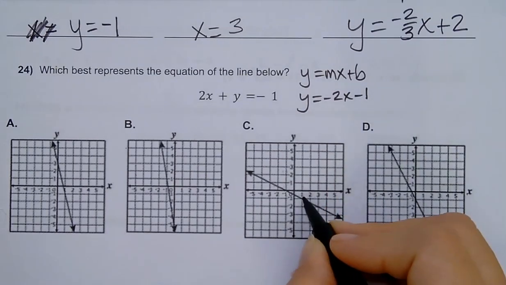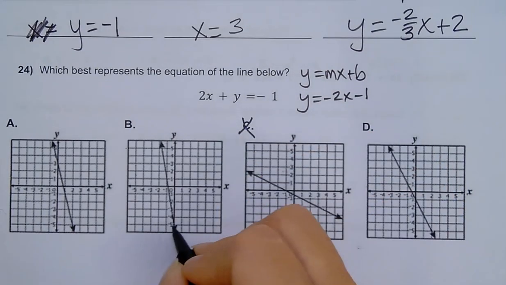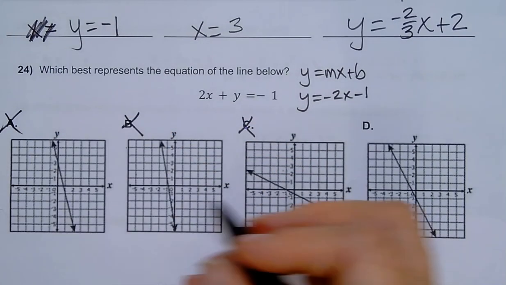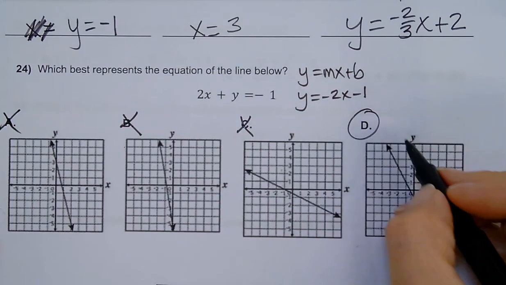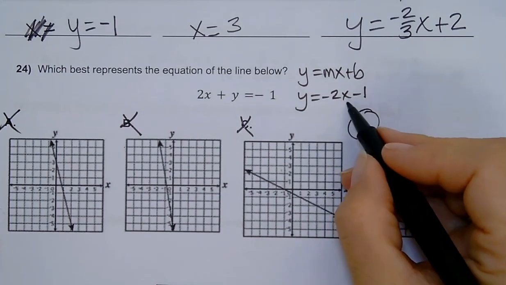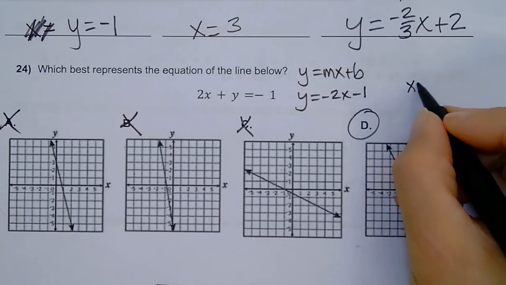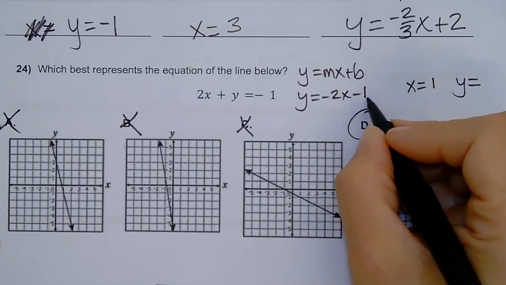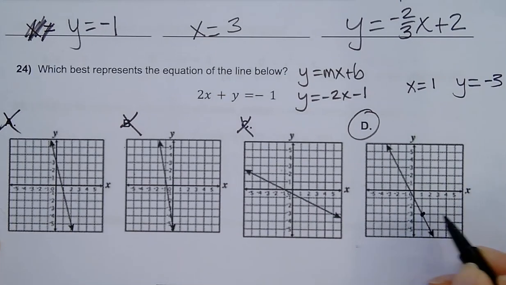So it could be this one. It can't be this, right? That clearly does not cross the y-axis at -1. Oh, and this one doesn't cross. So I've already found my answer, D, but just for kicks, if I wanted to plug something easy in, what if x equals 1? If x equals 1, y has to equal -2 minus 1, which is -3. So let's see if we have (1, -3). We do. (1, -3) works as an ordered pair.